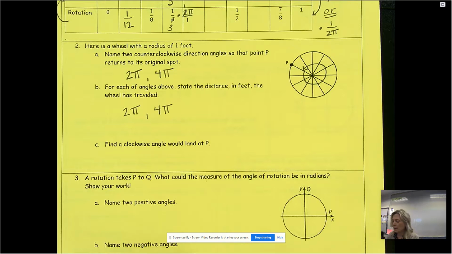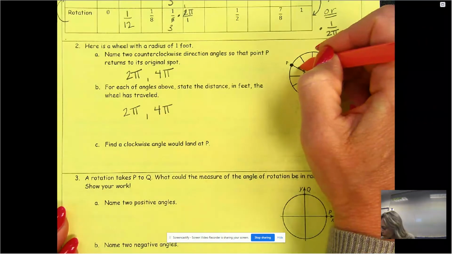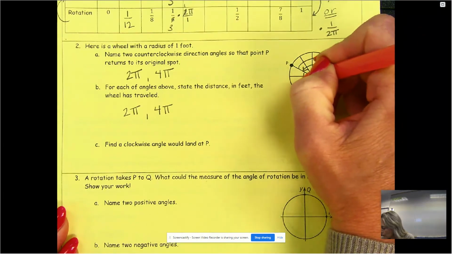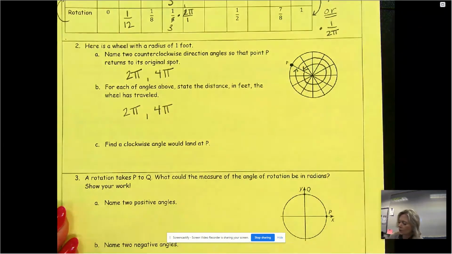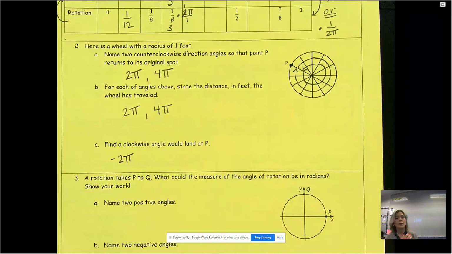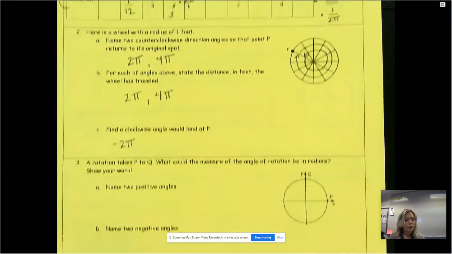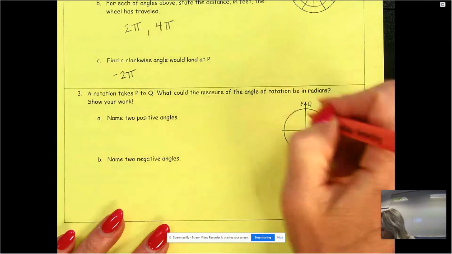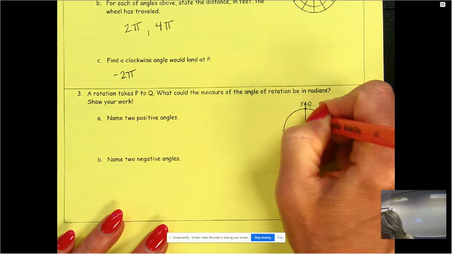Find a clockwise angle that would land at P. So it's clockwise, it's in this direction, which we use negative radians for. So still 1 full lap, so negative 2 pi. You could have negative 4 pi, negative 6 pi. You only need 1.